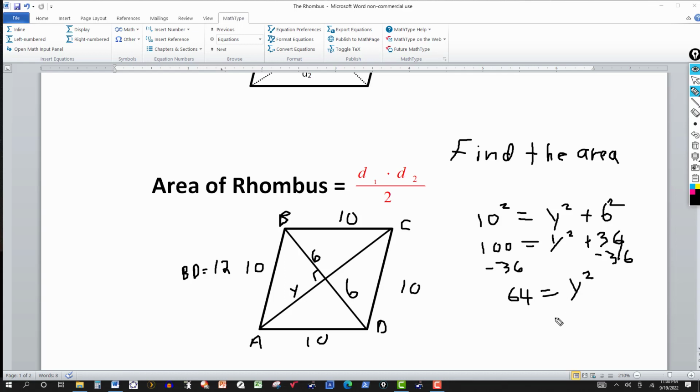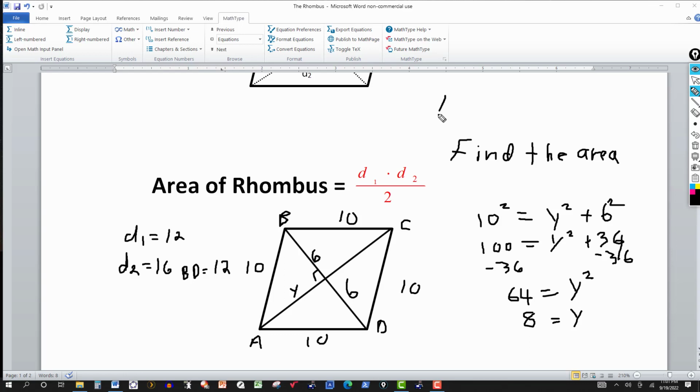Take the square root of both sides. I'm only interested in positive numbers here because we're dealing with lengths. So the square root of Y squared would be Y. The square root of 64 would be 8. So now I know the diagonals. Call them whatever you want, D1, which was given to be 12. And then the other one, this Y is only half of the diagonal AC, or D2, just what I'm going to call it. So just double it. That's 16. So those are the two diagonals.